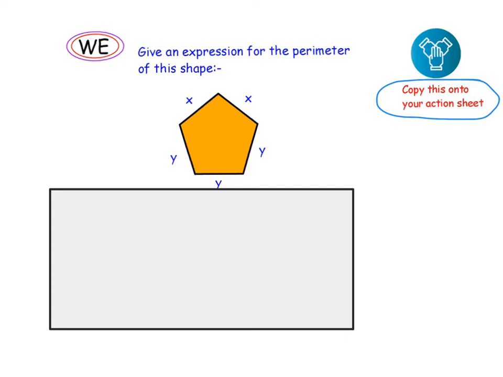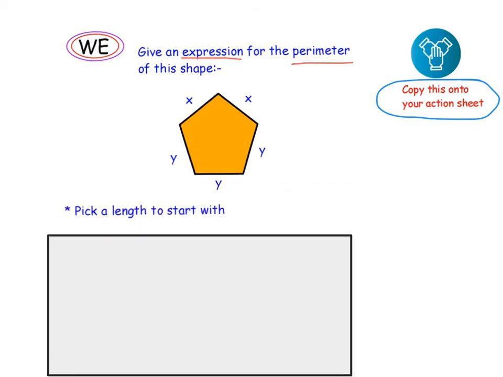Hopefully that went well, but not to panic if it didn't. I'm going to go through it now. Give an expression for the perimeter of this shape. So I'm looking for perimeter and I need an expression. 1, 2, 3, 4, 5 sides of this shape. This is a five-sided shape. This is a pentagon.